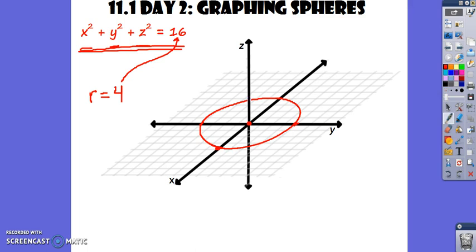So now we need to go up and down by 4 as well. So from the center I'm going to count 1, 2, 3, 4, and down 1, 2, 3, 4. Again, I'm just kind of making that up. So this would be our North Pole and our South Pole. And so let's try to make a convincing looking Earth out of that. So if that's our North Pole and this is our South Pole, oh dear.